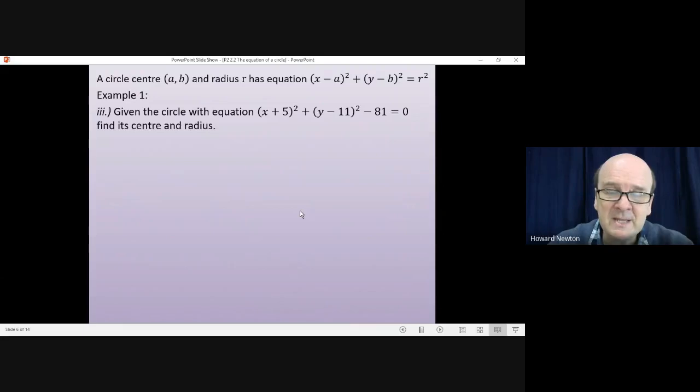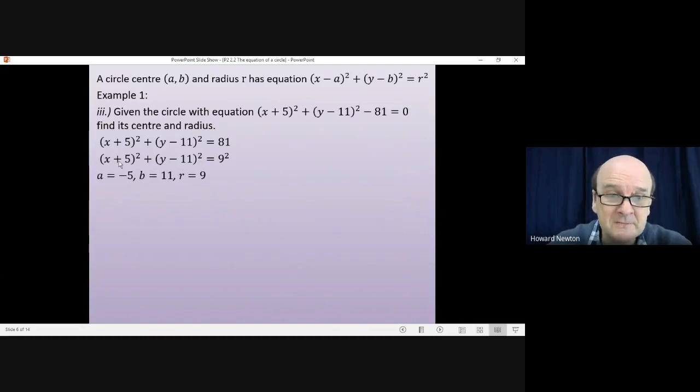Now, part 3, exactly the same idea, but a little bit more work for you to do. So if they don't write the equation in the standard form of the circle, you may need to do a little bit of work to change it into the standard form. So the first thing I would do is move the 81 to the other side, and then square root it, so I've got 9². Having done that, we can then say a is −5 from this first bracket, b is equal to +11 from the second one, r is equal to 9, and again we can just write down the center and radius. The center is (−5, 11), the radius is 9.